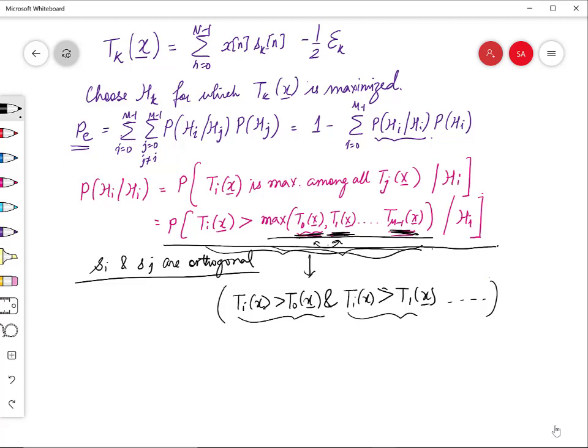So I will stop here, and in the next class we will look at some more interesting results for the known signal case, for the deterministic signal case under white Gaussian noise.